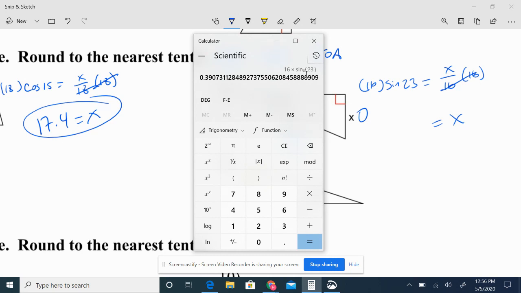Yeah, that's what I wanted. This decimal, that's sine of 23. But I want to know what 16 times sine of 23 is. So don't forget the equal sign. 6.25. I'm going to round it to one decimal place. So I'm going to call this 6.3.